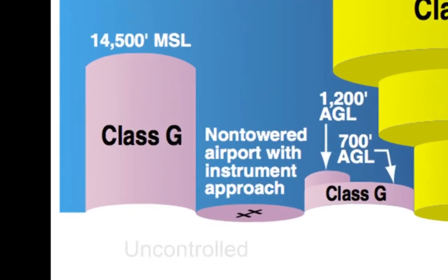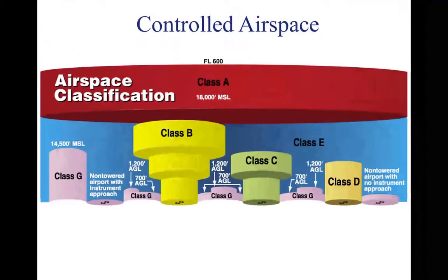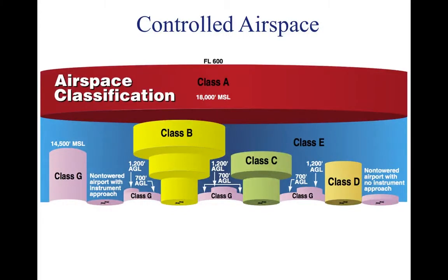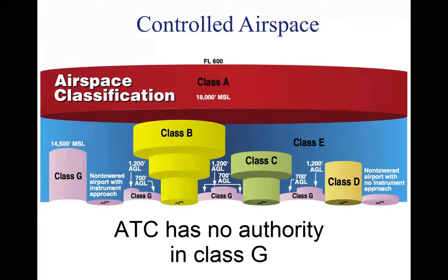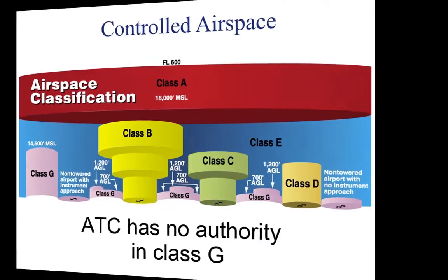The next type of airspace is uncontrolled, or Class G, airspace. This is all airspace that is not A, B, C, D, or E. Air traffic control has no authority in this area, but pilots should remember that there are visual flight rule minimums that apply.